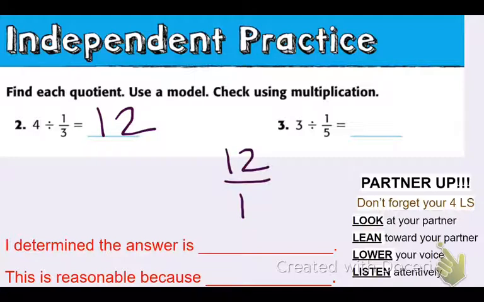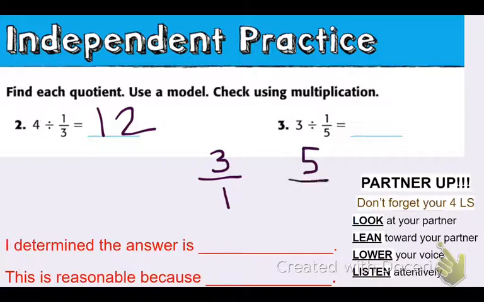3 times 4 is 12, so it makes sense. If I look at problem number 3, step 1, make that whole number a fraction. Step 2, change the right fraction into its reciprocal by putting the 5 on top and the 1 on the bottom. Step 3, we can multiply. 3 times 5 is 15, and I have 1 as the denominator.